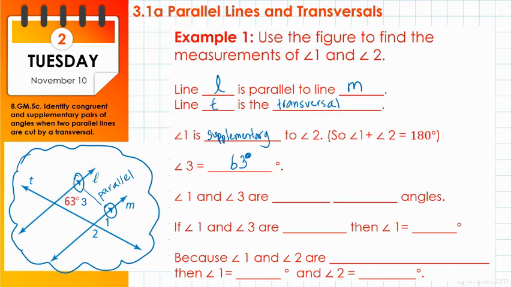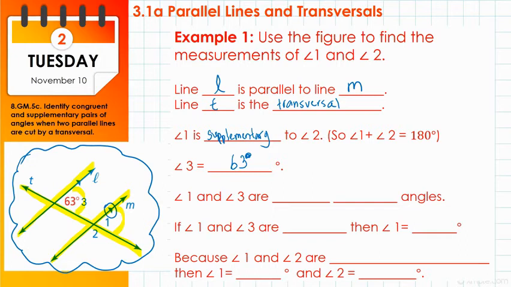So angle 1 and angle 3. Angle 1, we have parallel lines. Because we have parallel lines, and I'll highlight them quickly, these lines are parallel. We have parallel lines cut by a transversal. So this angle and this angle are corresponding angles.